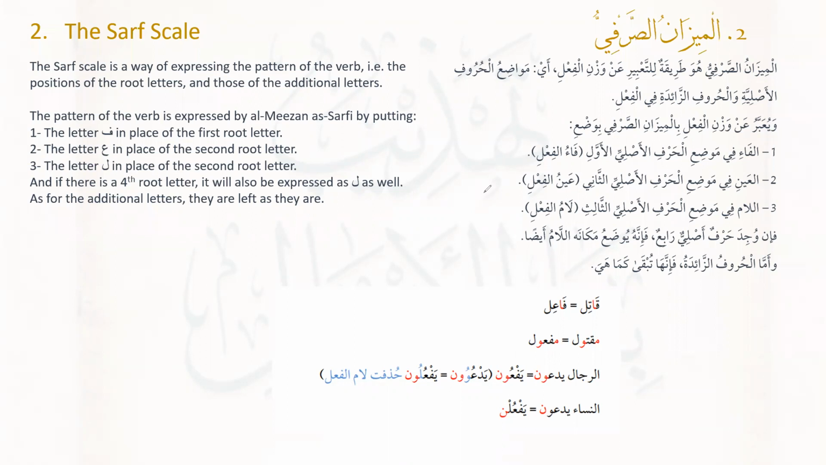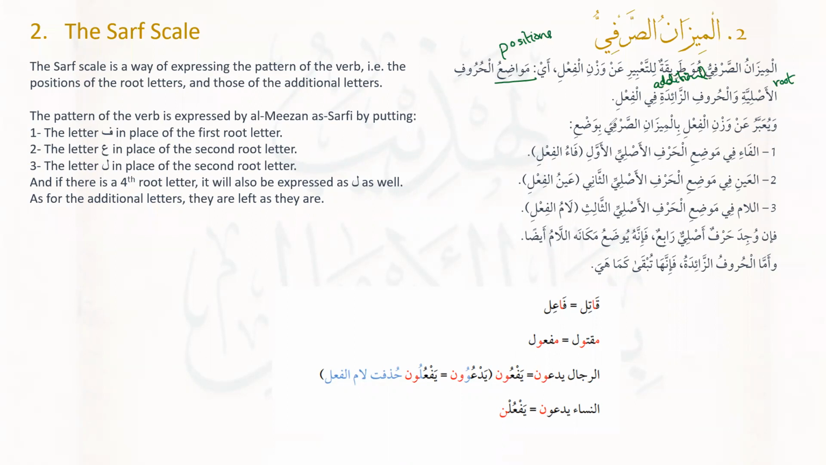That is al-Meezan as-Sarfi. What do we do in Meezan as-Sarfi? It says هو طريقة للتعبير, to express the wazn of a fi'l. Wazn means the pattern of a fi'l. What is the pattern of a fi'l? It says أي مواضع الحروف الأصلية والحروف الزائدة في الفعل. It is a way to express the positions and places of root letters, حروف أصلية, and additional letters, حروف زائدة. So we have root letters and additional letters in the fi'l.